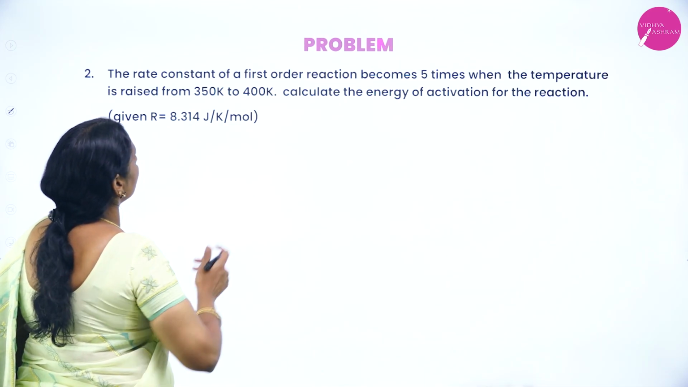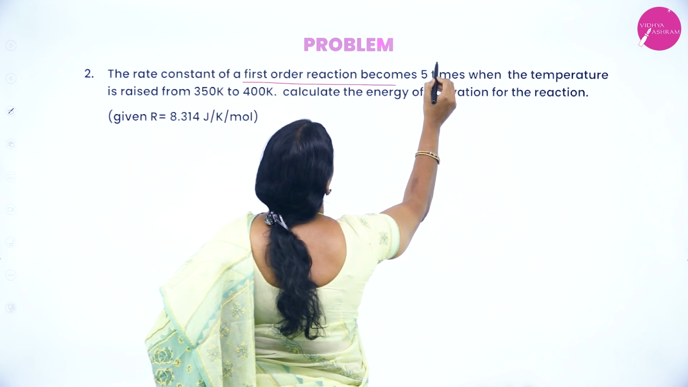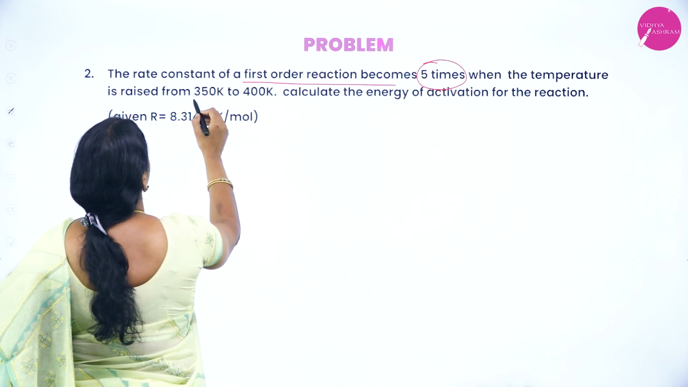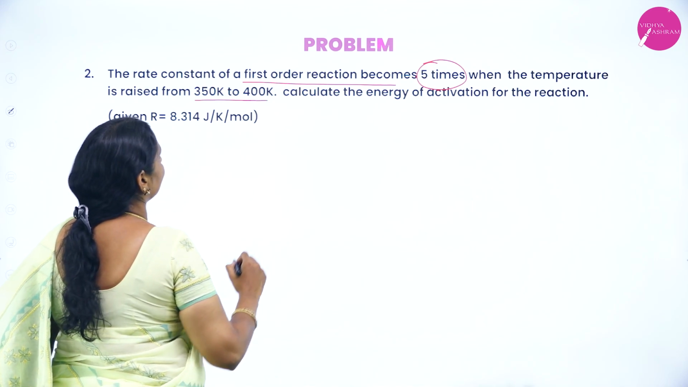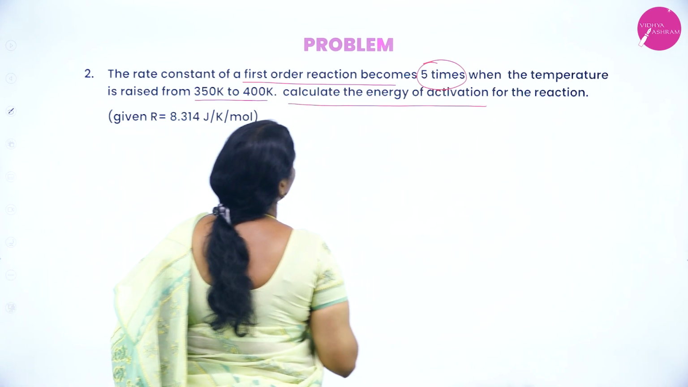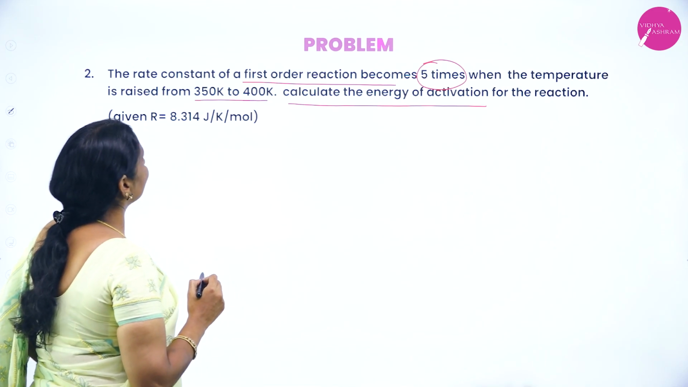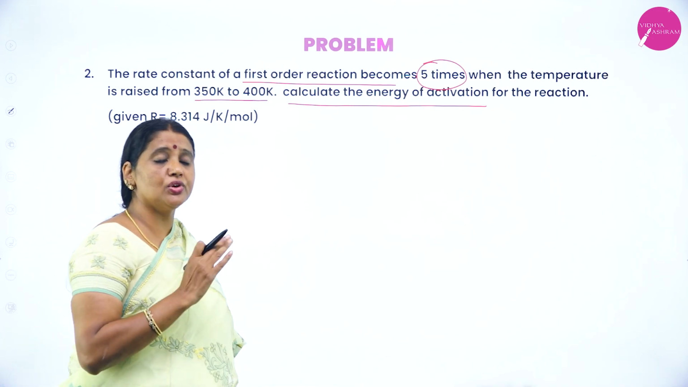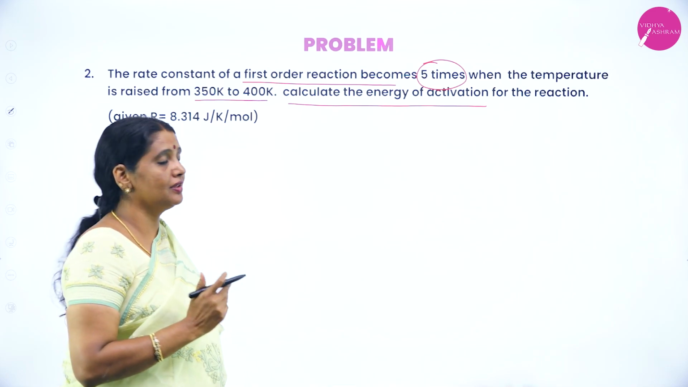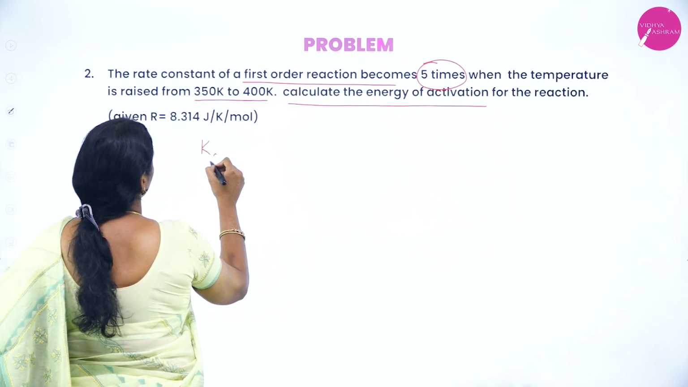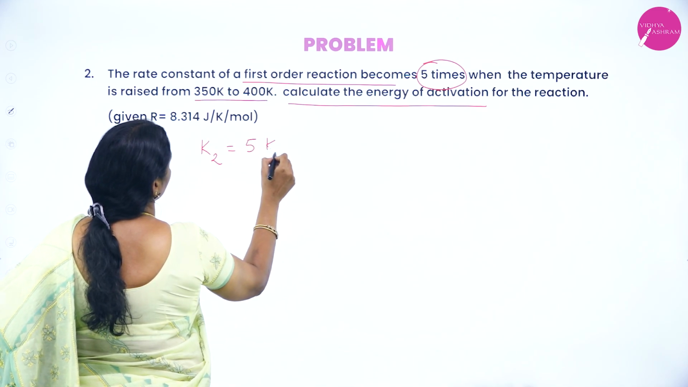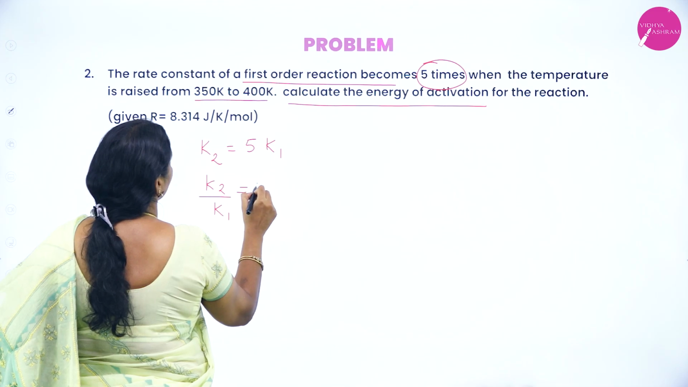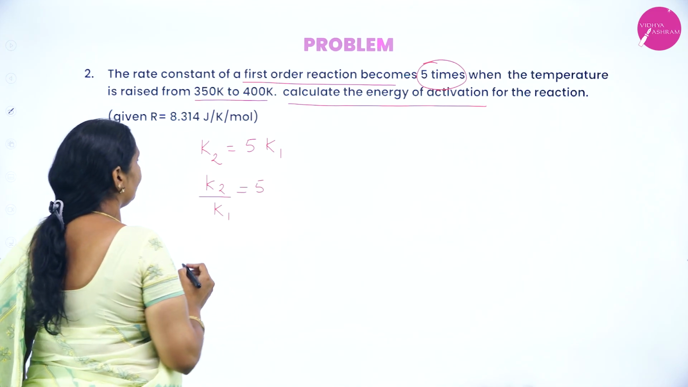Next problem, read the problem. The rate constant of a first order reaction becomes 5 times when the temperature is raised from 350 Kelvin to 400 Kelvin. Calculate the energy of activation. The first order rate constant becomes 5 times. That is, K2 is 5 times of K1. Therefore, K2 by K1 is equal to 5.